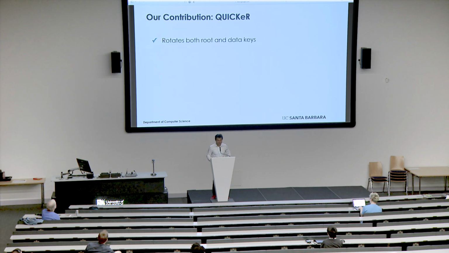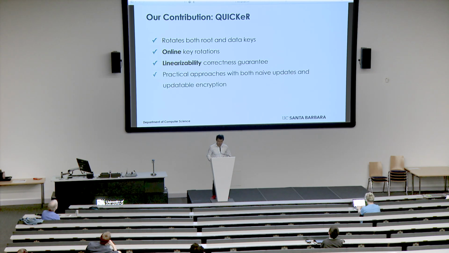We present QUICKeR, a system which provides key rotations for both root and data keys. To avoid requiring system maintenance downtime, QUICKeR enables online key rotations and guarantees a stronger form of concurrency correctness called linearizability. Linearizability means that the operations can occur in any order and correctness is still guaranteed. Our solution proposes practical methods using both naive updates and updatable encryption with performance and security trade-offs between the two, and we provide experimental results to back up our system.